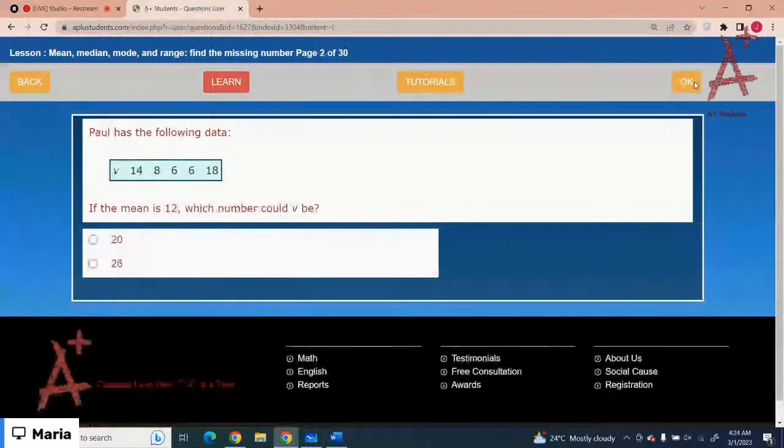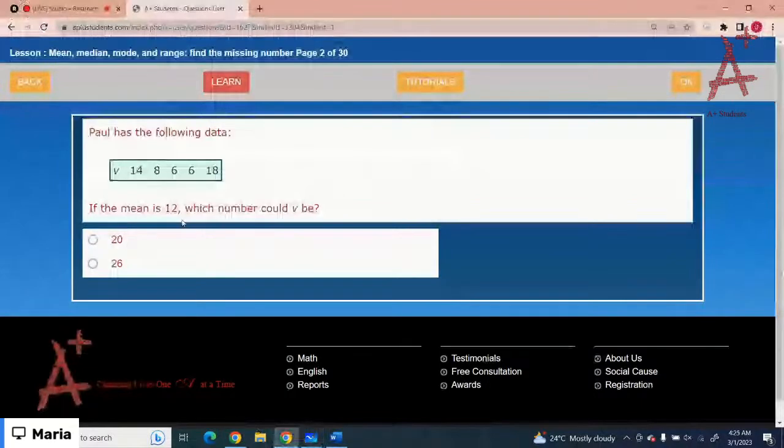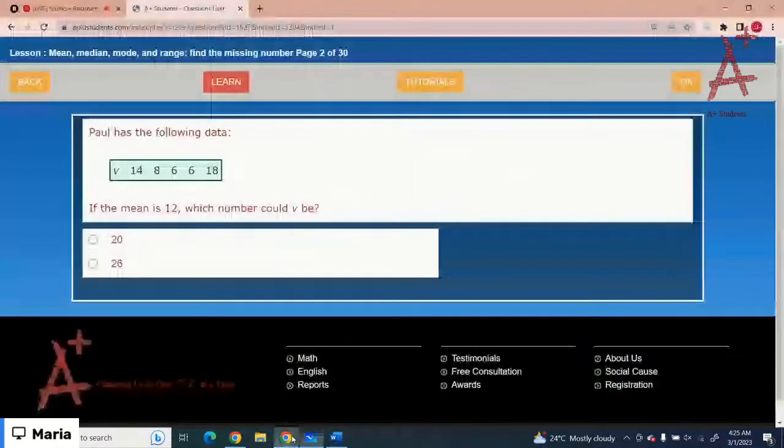Okay. Paul has the following data: V, 14, 8, 6, 6, and 18. The mean of the data is 12. Which number could V be? The options are 20 and 26.